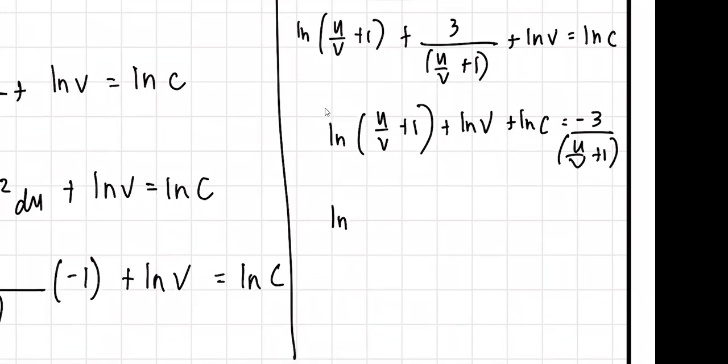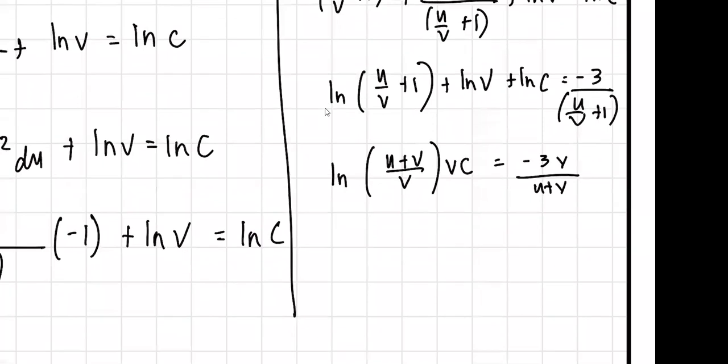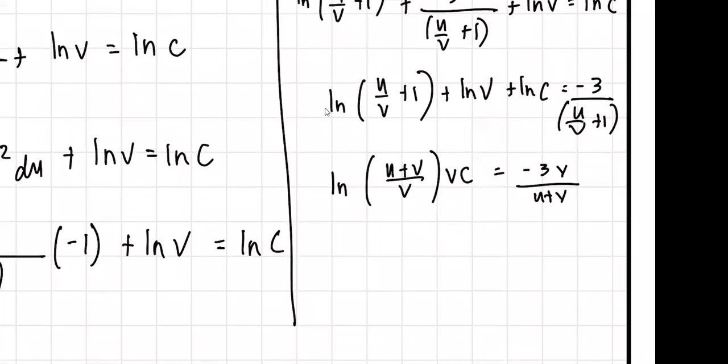So yung u over v plus 1 can be written as u plus v over v. Okay? Tapos naka-plus siya, so times v times c. Okay? Pero pwede natin cancel out yung v mamaya. Okay? So ito will be u plus v times v. Okay? So nireciprocate lang yung denominator. Then, so magiging itong ln u plus v times c is equals to negative 3v over u plus v.